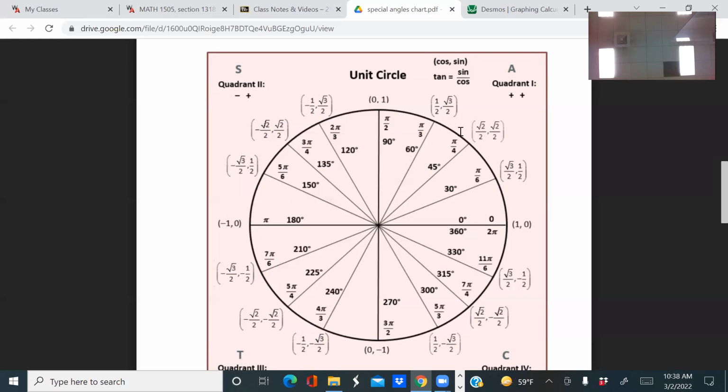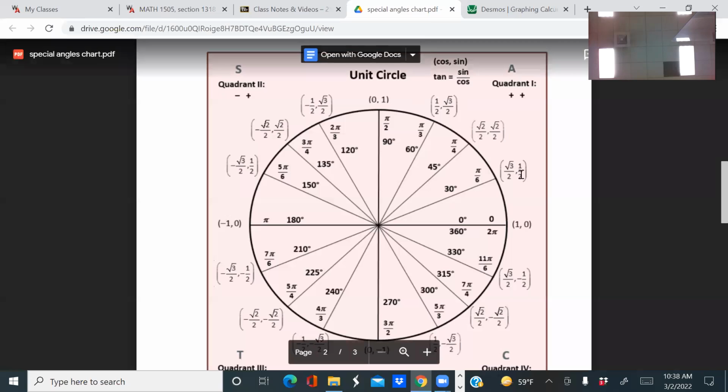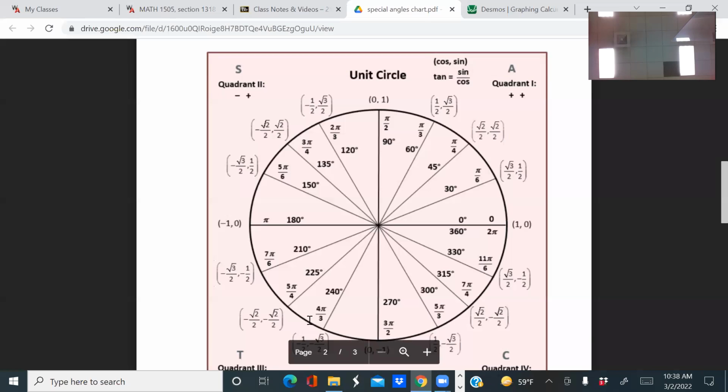Now, what do you notice about all of these coordinates for all of these points all the way around this circle? They're all the same numbers, right? You only have square root of 3 over 2, right? And 1/2, and then what's the other value?